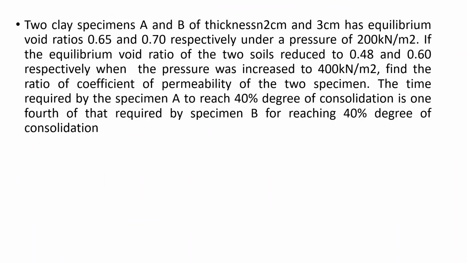Our next problem is, it is given that two clay specimens, A and B, the thickness is given as 2 centimeter and 3 centimeter, and the equilibrium condition is also given. So the thickness of A is 2 centimeter, thickness of B is 3 centimeter. Then the equilibrium void ratio is also given as 0.65 and 0.70 under a pressure of 200 kilonewton per meter square.